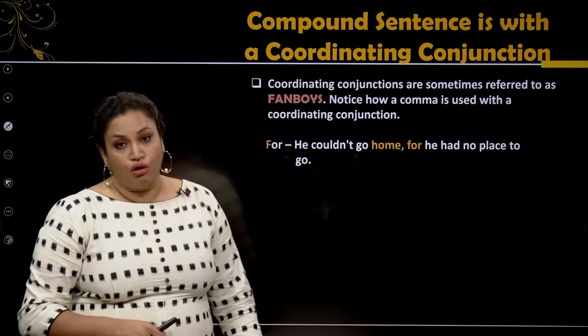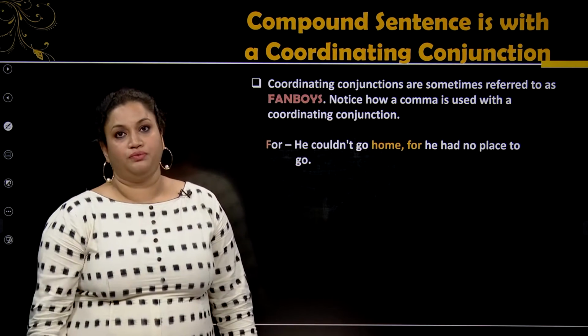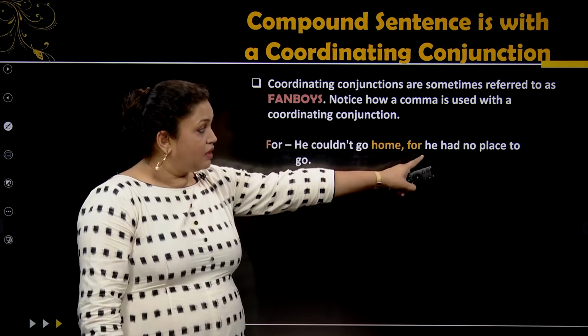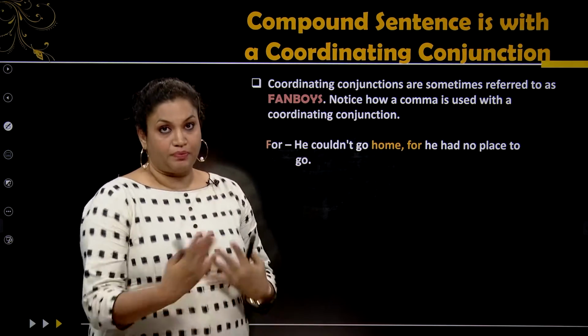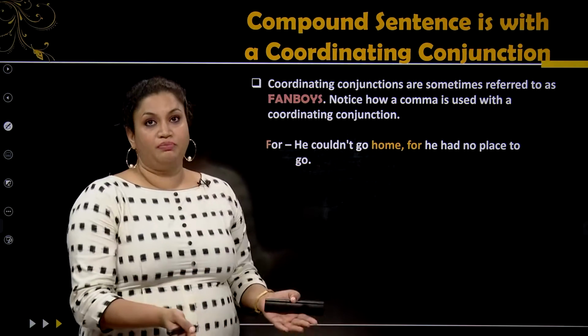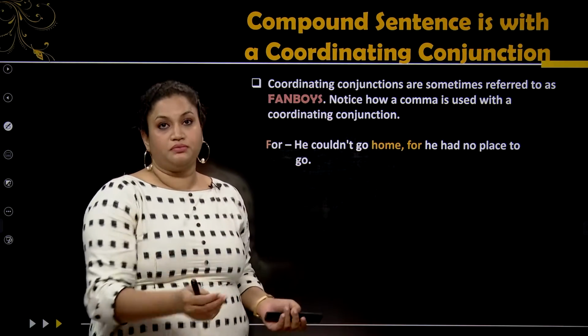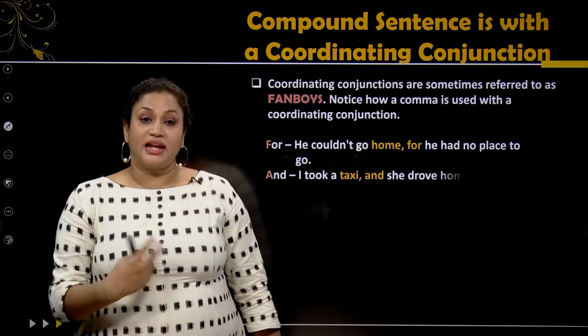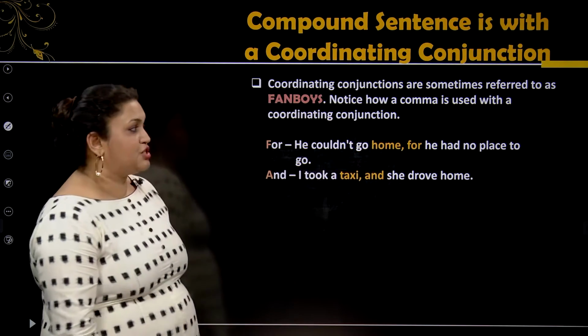He could not go home for he had no place to go. So this is the cause and this is the effect. For he had no place to go home, that's why he did not go home, right? So this is the effect and that is the cause. So the next one is: I took a train and she drove home.